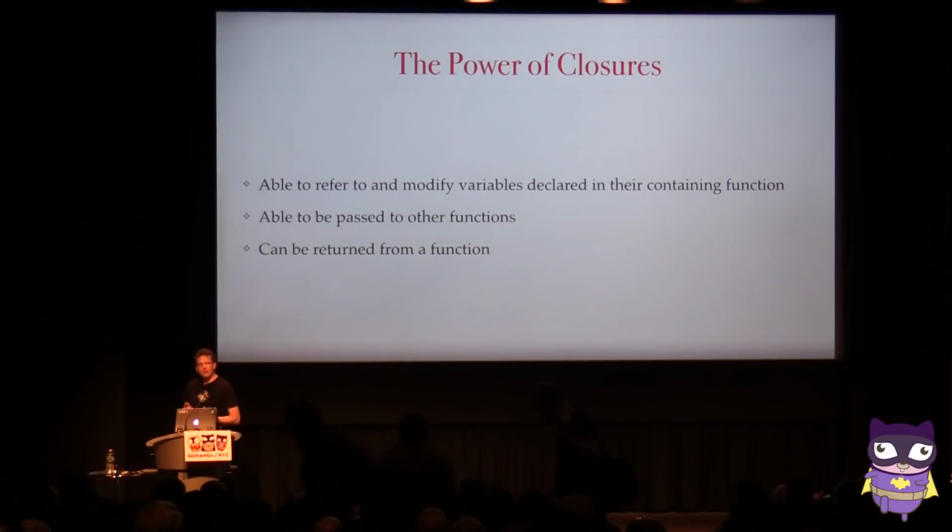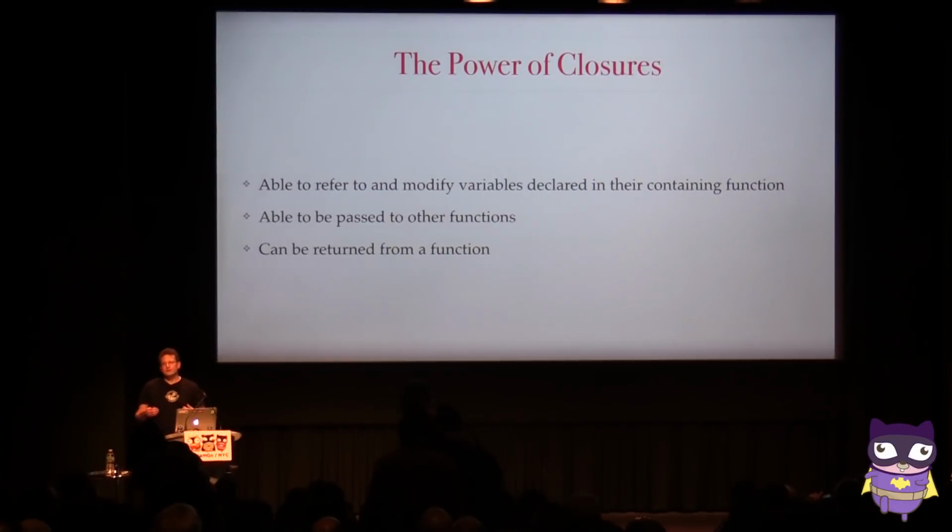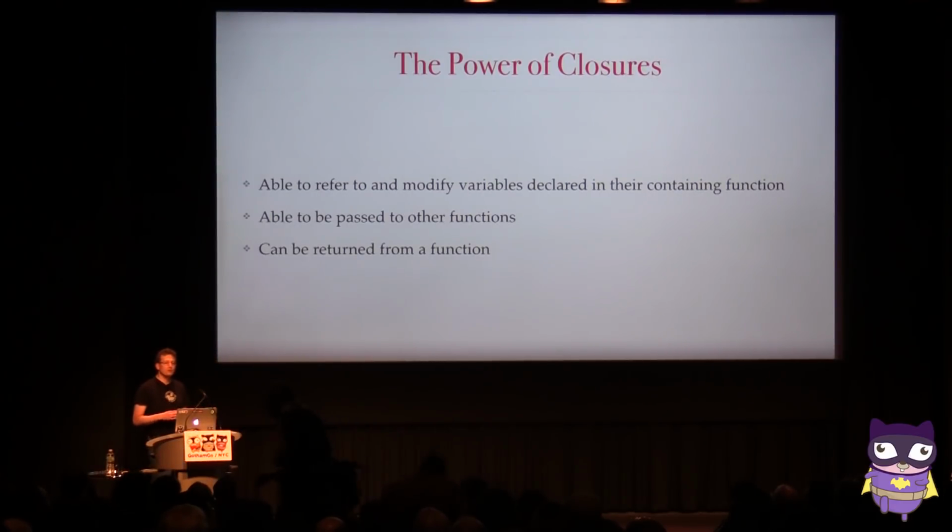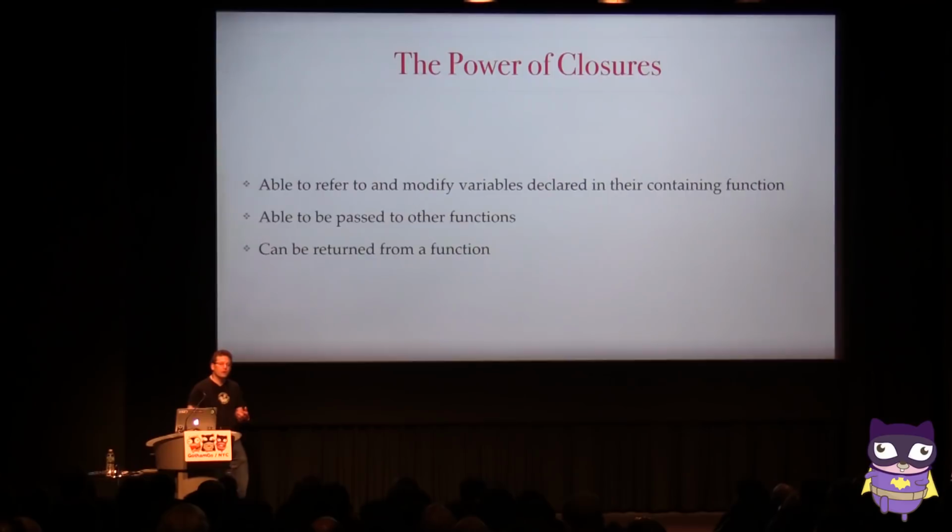And the power of closures comes from these few things. First, this is our ability to refer to and modify variables declared in the same function that they're declared in. Secondly, closures can be passed to other functions or even returned back from the declaring function. And when combined with references to local variables, that gives us that interesting behavior. And that behavior also provides a solution to our problem.